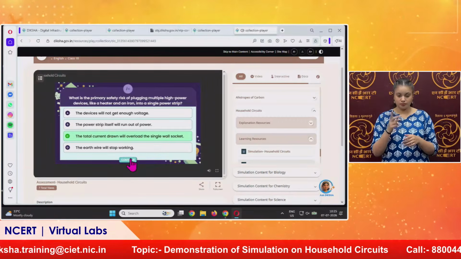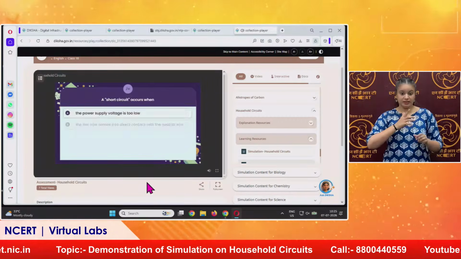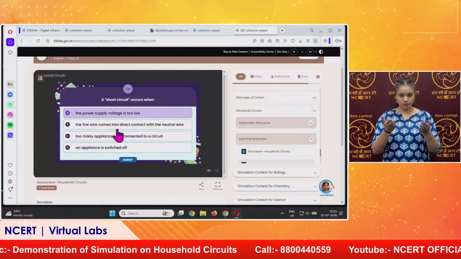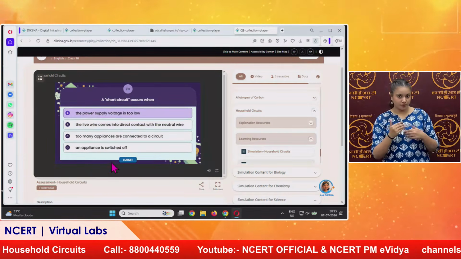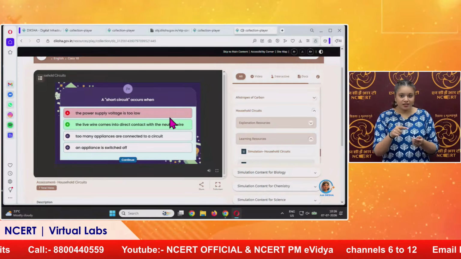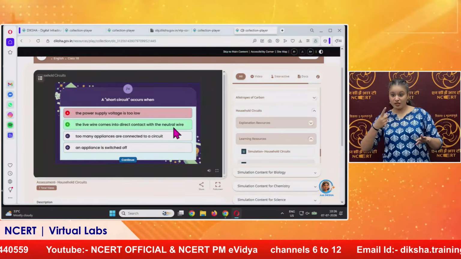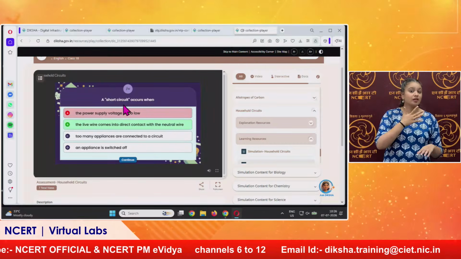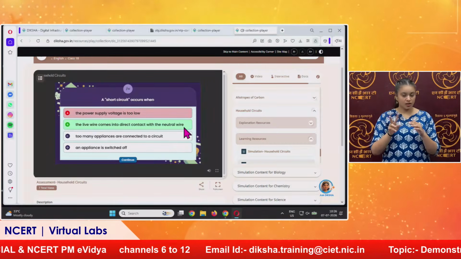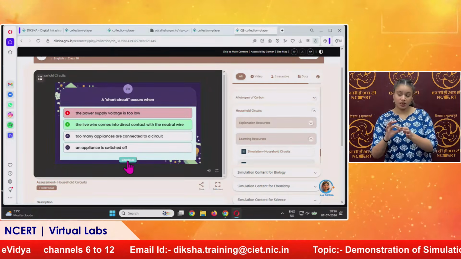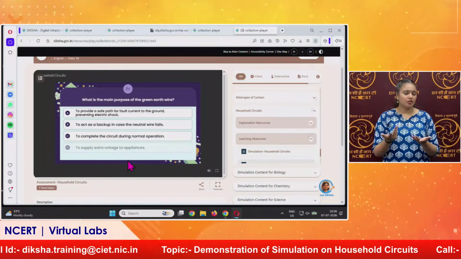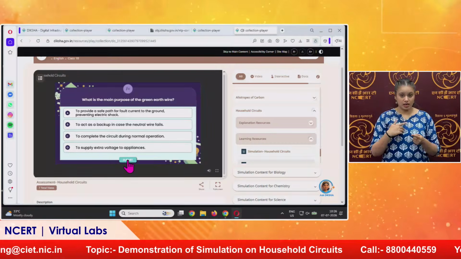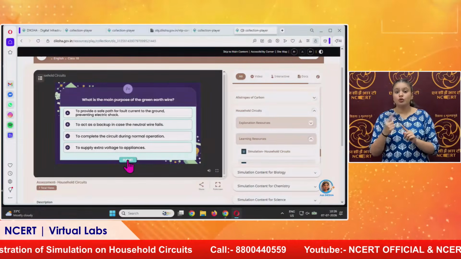Okay, so let's continue. Once your answer is correct, it will be highlighted in green. Then, a short circuit occurs when... let's give a wrong answer and see what happens. Submit. See, red is wrong, and the correct answer is that the live wire comes into direct contact with the neutral wire, then only a short circuit takes place. Because one is high voltage and the other is low voltage, whenever they are interconnected, obviously a short circuit will take place. So basically the current passes entirely through our home and goes back through the neutral wire.